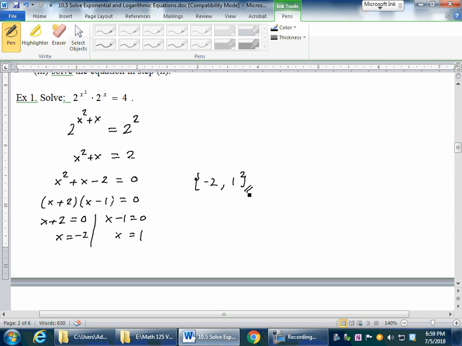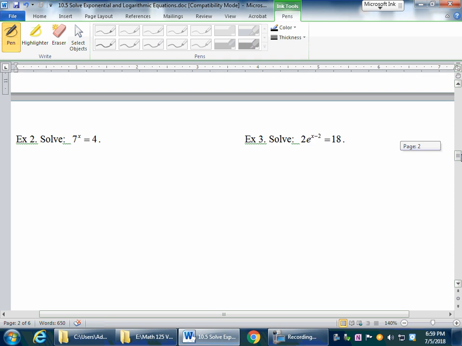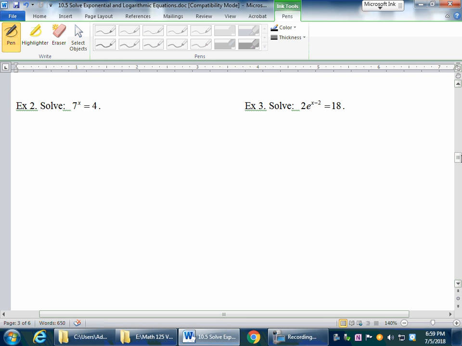Now, let's continue to the next example. This example 2 is a pretty straightforward one that I'm giving to you so that you can see the difference. 7 to the x power is equal to 4. Notice that I cannot rewrite 4 in terms of base 7, nor 7 in terms of base 4. So how do we solve for this x variable which is at the exponent level?